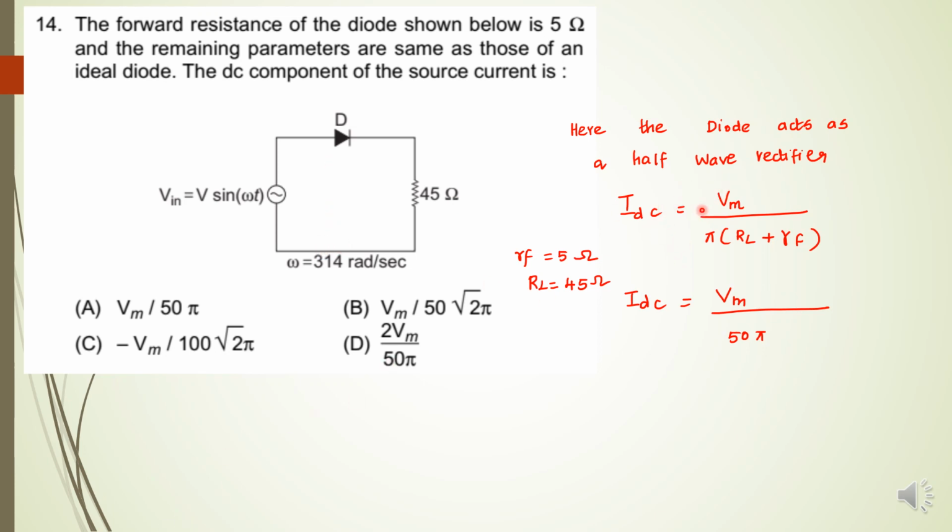IDC equals Vm divided by pi times (RL plus RF). RL is the load resistance and RF is the forward resistance. The forward resistance is given as 5 ohm, the load resistance is 45. Vm divided by pi times (45 plus 5), that is 50 pi. So what is the answer? Vm by 50 pi is the correct answer. So option A is correct.